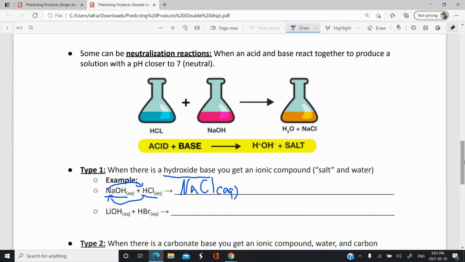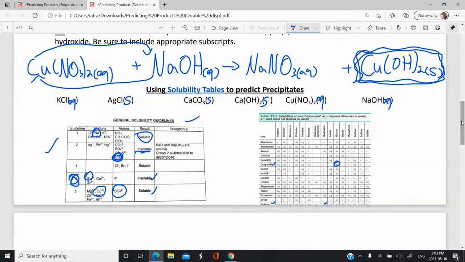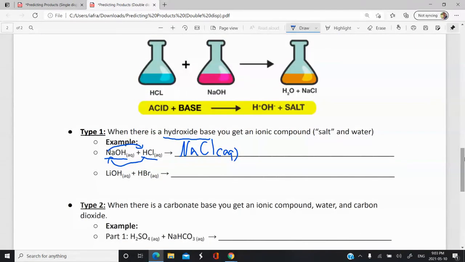How do I know that? Just to be sure, if we go up here, we have Na, and then Cl is down here, so they're soluble. So that's NaCl, aqueous. And then we have H with OH, which makes H2O. So this is our liquid here. So this is our base and acid reacting to produce a salt and water.